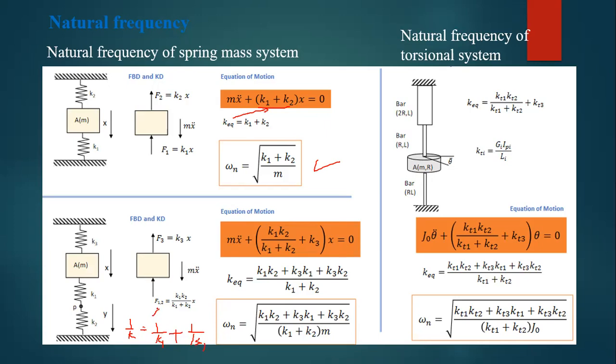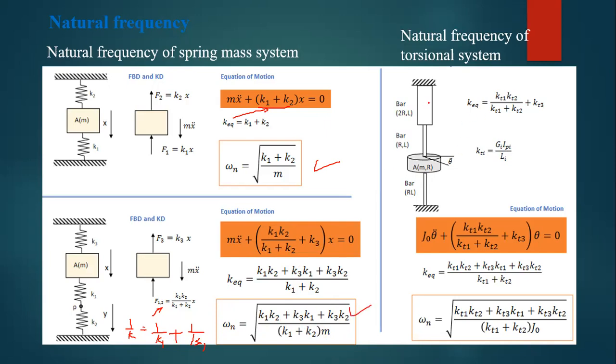This is equal to K1 K2 over K1 plus K2. And then when we go up, another spring is also there, and we add this spring constant. This gives us K1 K2 over K1 plus K2, plus K3, as the equivalent stiffness. So this is K equivalent, and omega n is equal to the square root of K equivalent over m, which gives us this equation.